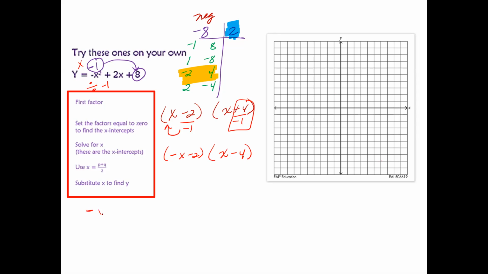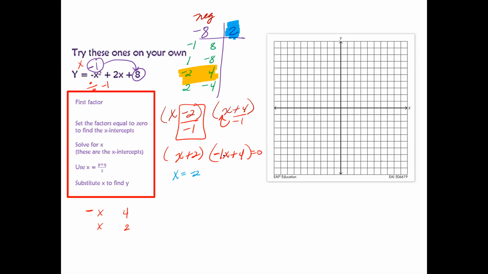And actually, I'm going to reverse that. Sorry, give me a second. I'm going to go ahead and divide this into it. So x plus 2. This one, let's move it to the front. Negative 1x plus 4. Better. All right, set it equal to 0.